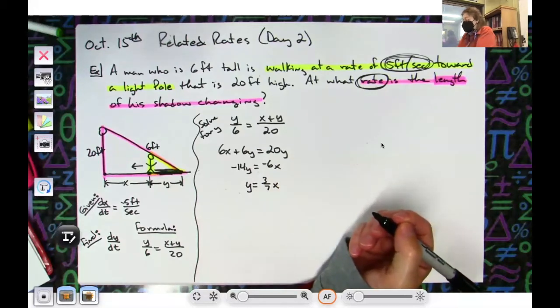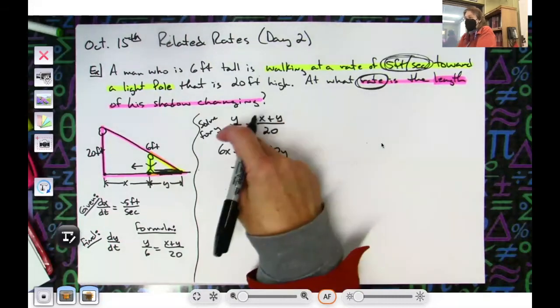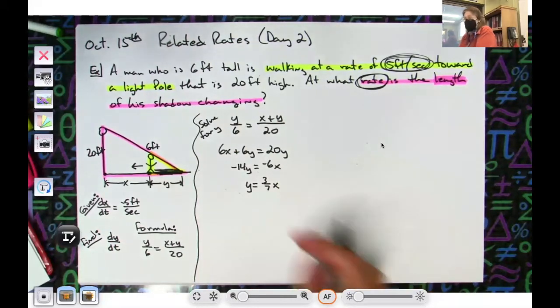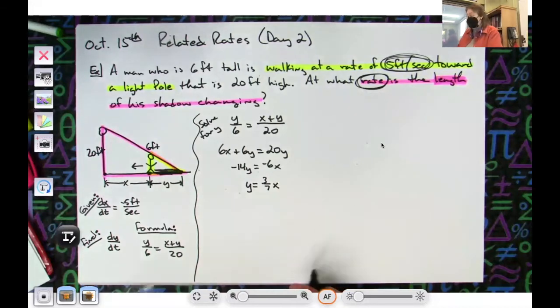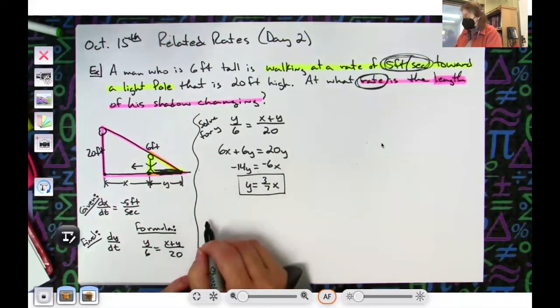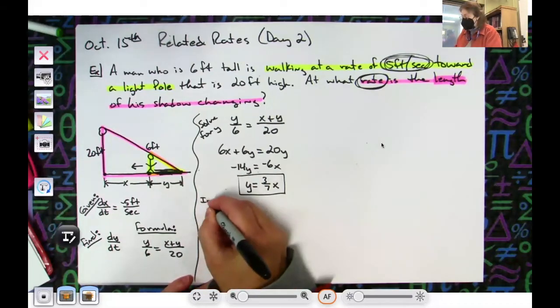Did you have to necessarily do that? No, but I don't want to take the derivative of this yucky thing. Cross multiply down, solve for y. Now I can real easily take the derivative of that with respect to time. Okay, so here's my little equation that I'm going to manipulate. I'm going to now do implicit differentiation. Take the derivative with respect to time.